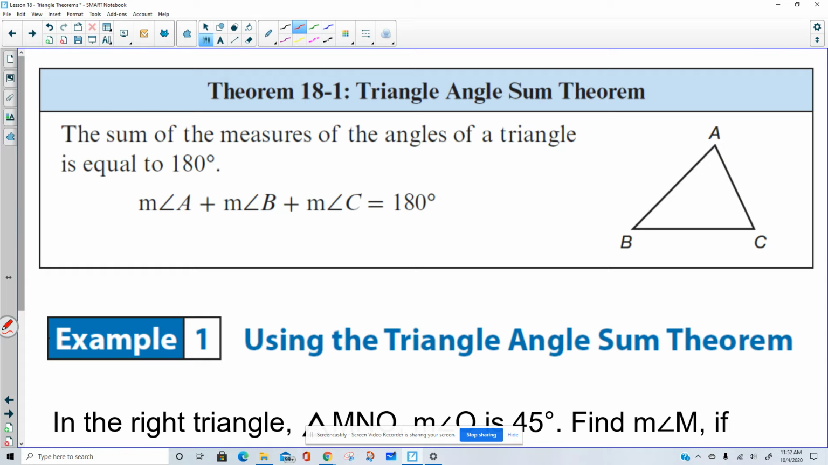That brings us to Theorem 18.1, the Triangle Sum Theorem. You have known this since pre-algebra. The sum of the measures of the angles of a triangle is equal to 180 degrees. When we justify, we're going to use TS.